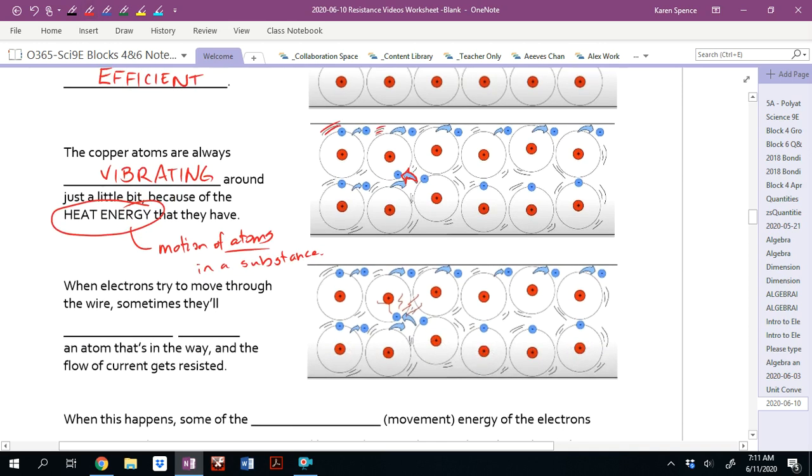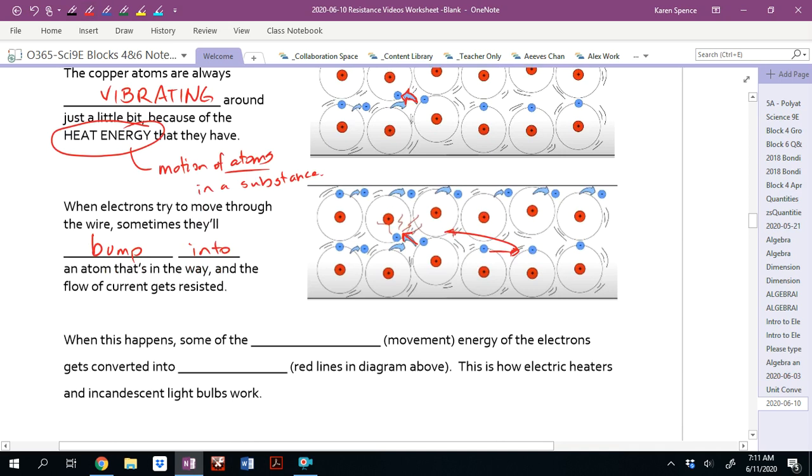Okay. Now, when electrons try to move through the wire, sometimes they will crash into an atom, or bump into an atom, and that's the way the flow of current gets resisted. And even if one was going this way, it could still bump into the neighboring electron that just didn't manage to move out of the way in time, and it could get bounced back a little bit. And so that's also resistance to the flow of current. And when this happens, some of the movement energy, what's the word for movement energy? That is kinetic. Some of the kinetic energy of the electrons gets converted into heat. Okay?